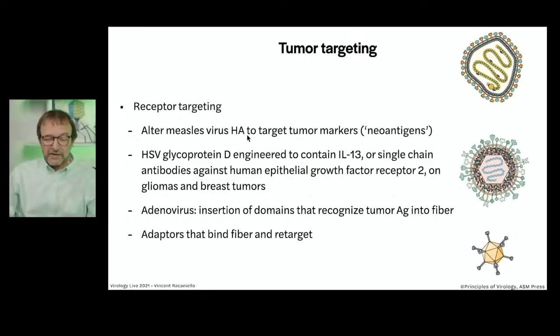And we've done that with the measles vector. We've done it with herpes simplex virus. We can modify the glycoprotein to recognize proteins found on tumors. Adenoviruses have been modified. We can change the fiber, which is the receptor attachment protein, to recognize neoantigens. And we do that a lot with adenovirus.